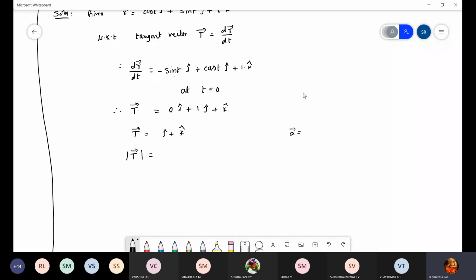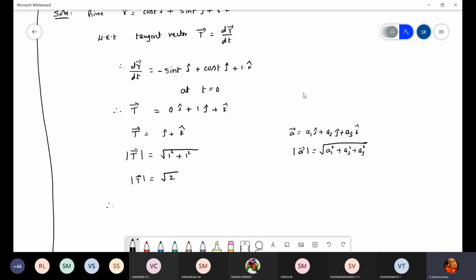Yesterday we discussed: if a is equal to a1 i cap plus a2 j cap plus a3 k cap, a general vector, then the magnitude of a is the square root of its components, the coefficients of i, j, k, that is a1 square plus a2 square plus a3 square. Just recall the definitions and apply them accordingly; problem to problem it will vary. So here it is the square root of the coefficient of j, 1, so 1 square, plus the coefficient of k, 1, that is 1 square. So the magnitude of T equals root 2.